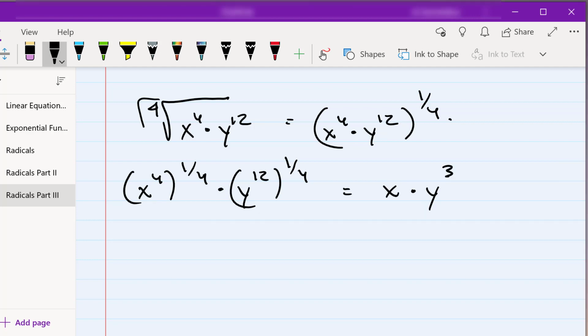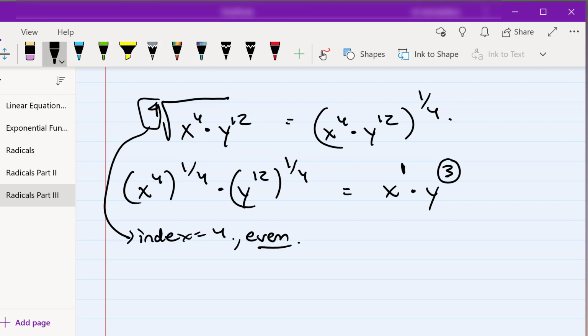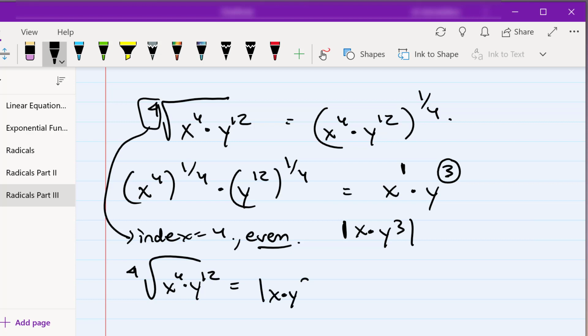However, since our index equals 4, and that's even, and our powers here are 3 and 1, and those are odd, we have to consider the absolute value. Therefore, we can say that the 4th root of x to the 4th multiplied by y to the 12th is the absolute value of x times y cubed.